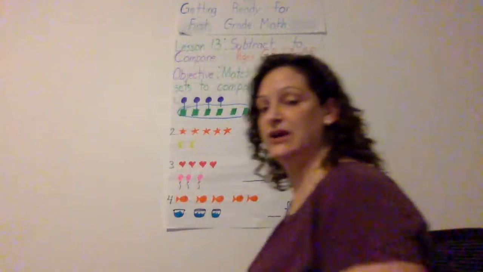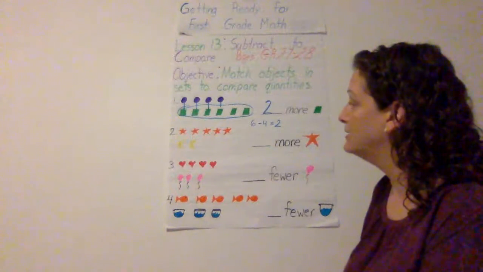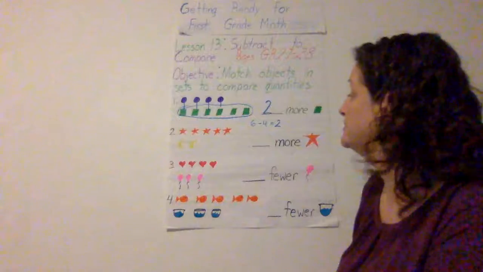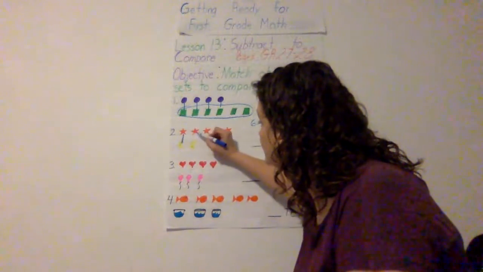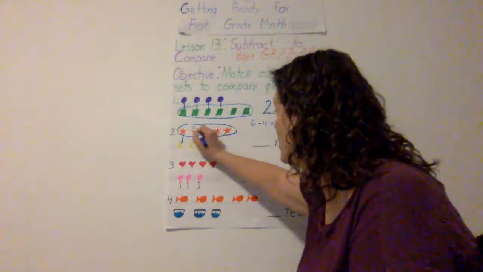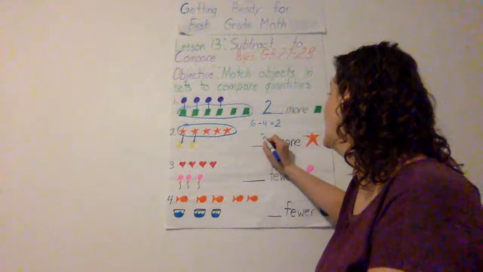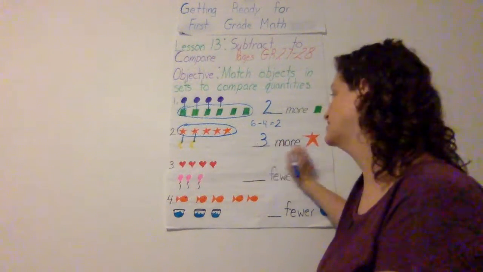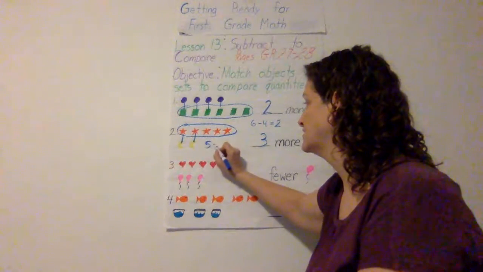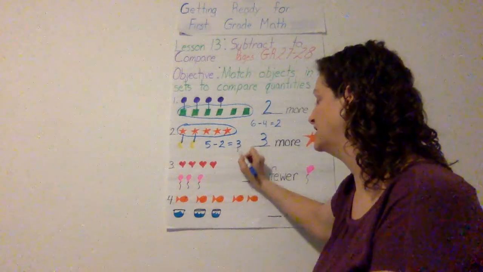I'm going to go on to my next one. In my next picture, I have stars and moons. And I can tell just by looking that I have more stars than moons, but I might not be sure how many. So I'm going to draw my lines to match. I'm going to circle the group that has more, and I'm going to count how many do not have matches. 1, 2, 3. I have 3 more stars than moons. And again, I have 5 stars minus 2 moons. 5 minus 2 is 3.